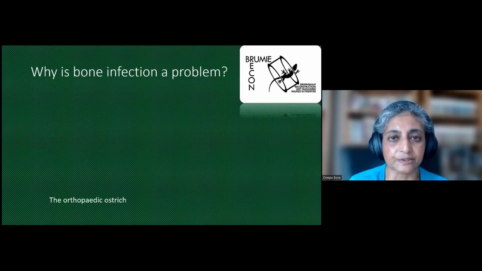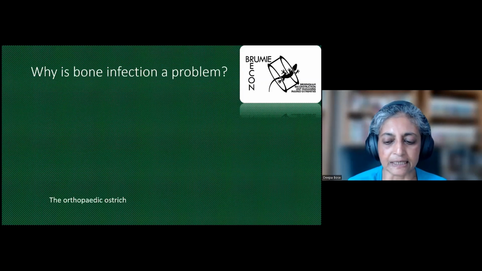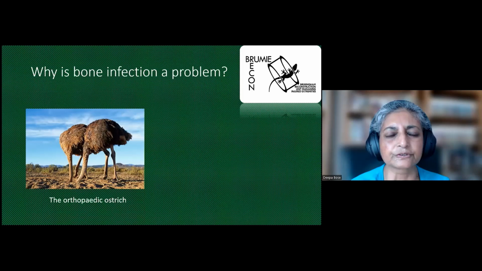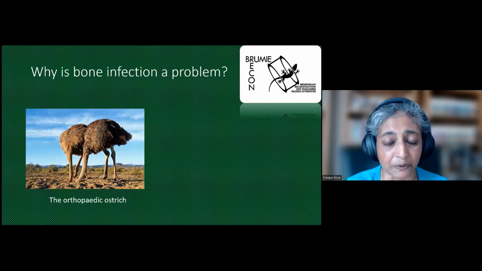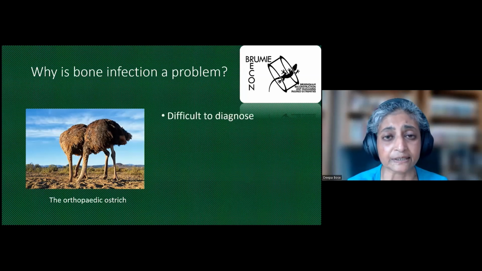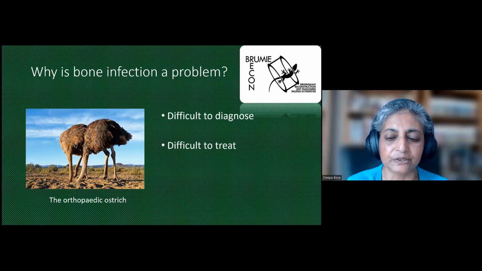So why is it such a problem? As we mentioned, even though you don't treat it, you need to know what to do with it. So I'm going to introduce you to the concept of the orthopaedic ostrich, and I'll explain a bit more about that as we go along. But bone infection is a problem because it's difficult to diagnose and it's difficult to treat. So we'll take each of those in turn and see why that is.